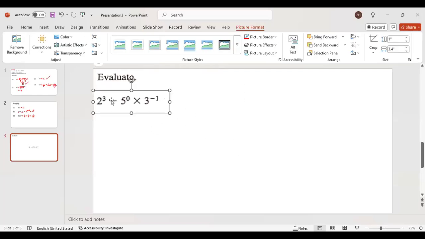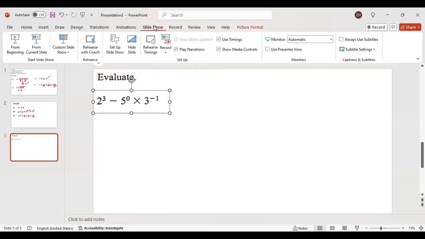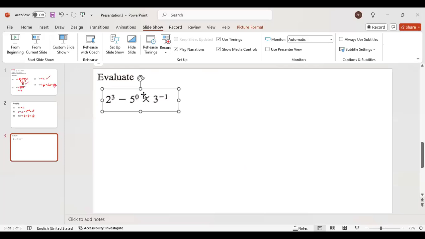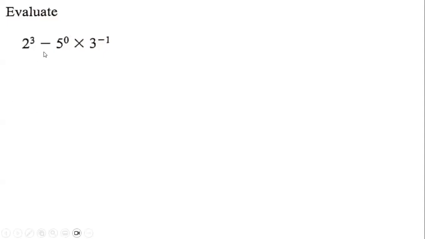Math is easy, don't make it hard. So we have 2 to the third power. Can't do black screen today. 2 to the third power minus 5 to the power of 0, multiplied by 3 to the power of -1. Okay, so again, we have 2 to the third power minus 5 to the power of 0 times 3 to the power of -1. And we want to figure out how to do this, right?